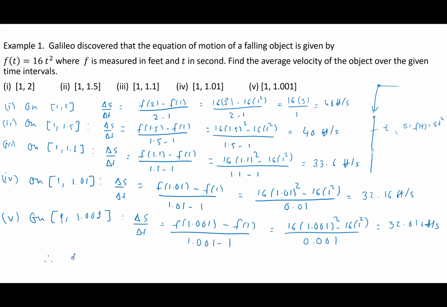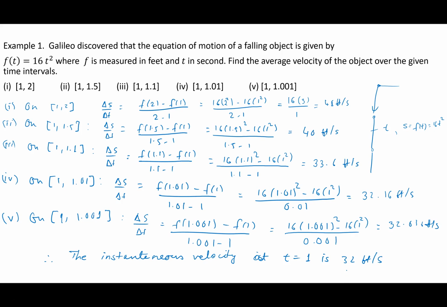So that means 32 is going to be the instantaneous velocity of the moving object when time t equals 1 second. Okay, so therefore the instantaneous velocity at time t equals 1 second is 32 feet per second. So here the time is getting closer and closer to 1. In that case the average velocity is getting closer and closer to 32, so that's going to be the instantaneous velocity of the falling object.